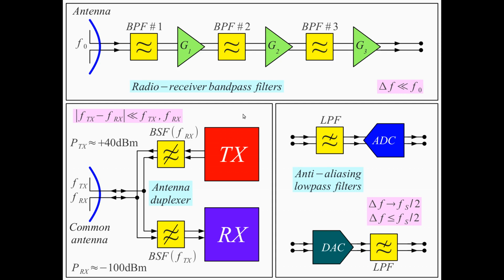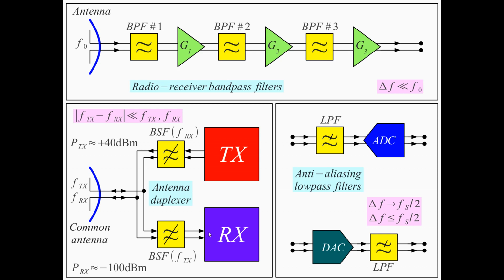The most difficult filters to build are antenna duplexers. What is an antenna duplexer? We have a transmitter and a receiver connected to the same antenna, both of them operating all of the time. This is in duplex mode. That's the reason why this is called duplexer. So we cannot simply switch the signal between the transmitter and the receiver.